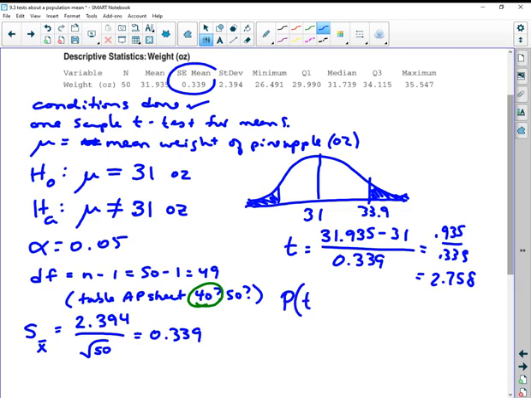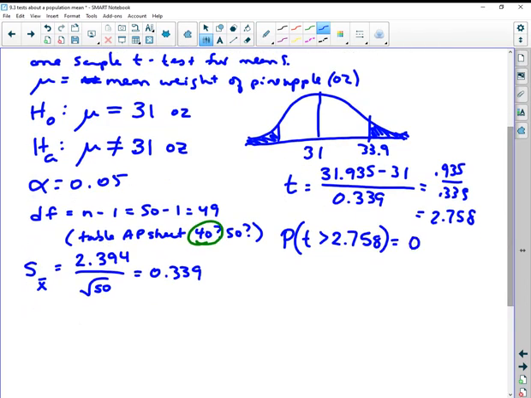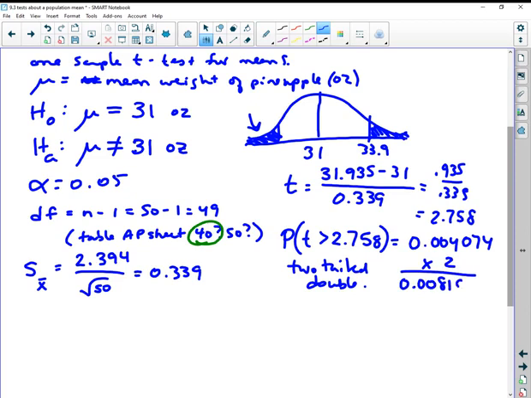My notation for the probability I'm trying to find: what's the probability that my T will go above 2.758? Using my tcdf, I get a probability of 0.004074. But because it was two-tailed, I've got to double this, because there's that other area down here that is the exact same size. And so there we go.